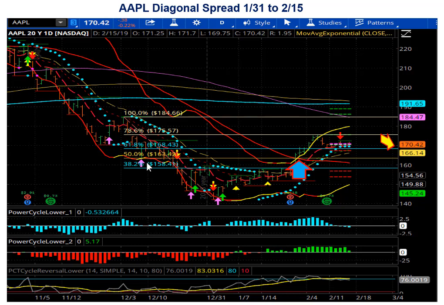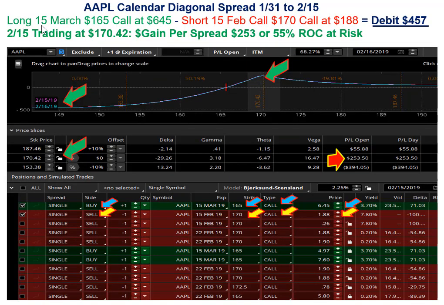So here's an example of Apple. Apple was starting to turn up, but we thought it could pull back and take some time to take off. So we wanted a strategy where we could stay with the trade. We didn't have to be exact on the timing of the breakout, and we could roll it if we needed to. So let's walk through this trade.